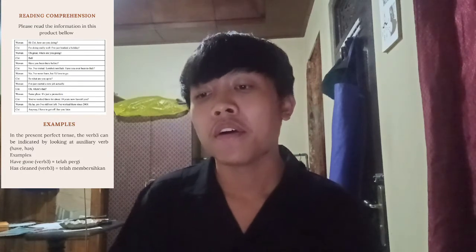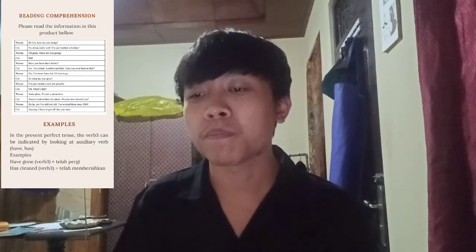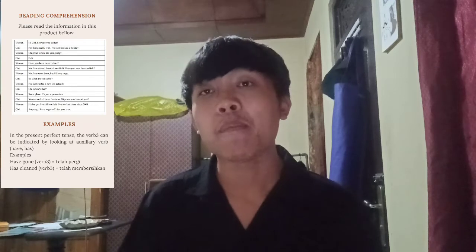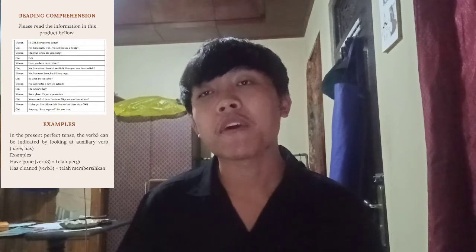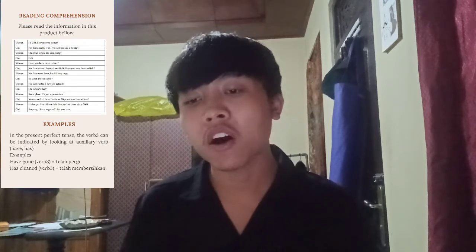So here the verb 3 can be indicated by looking at the auxiliary verb have or has. So the present perfect tense can be indicated by looking at the auxiliary verb have or has. So the example is have gone, have is the auxiliary verb, and gone is verb 3. So the meaning in Indonesian is telah pergi.